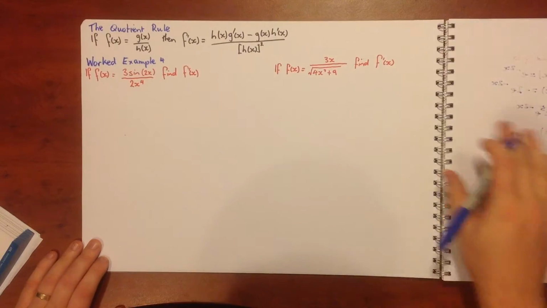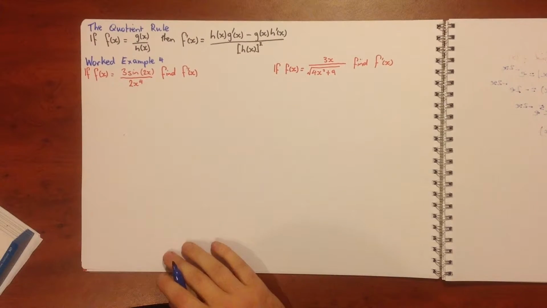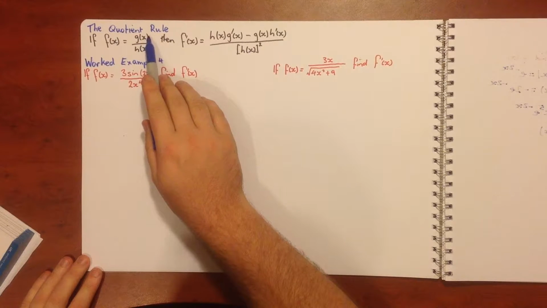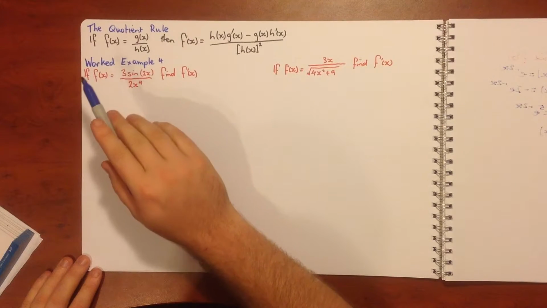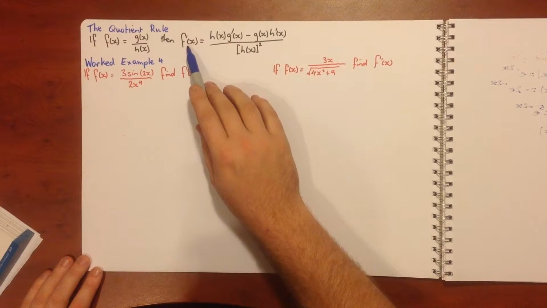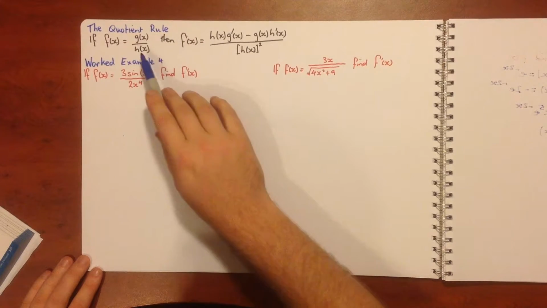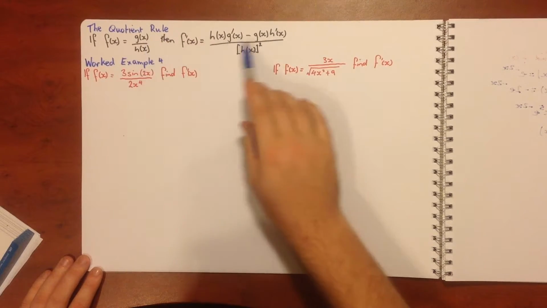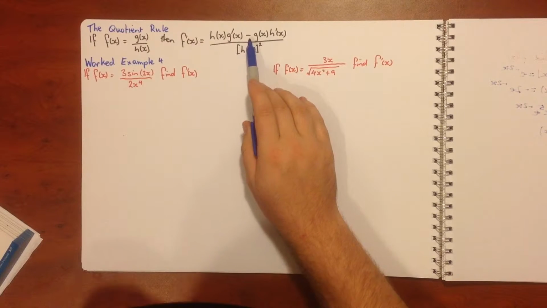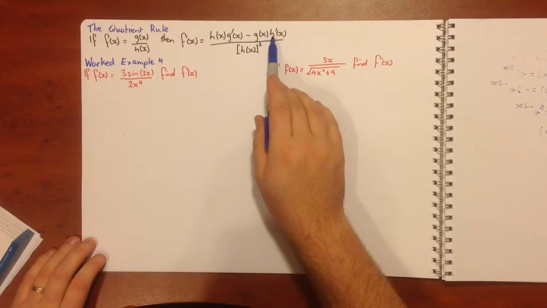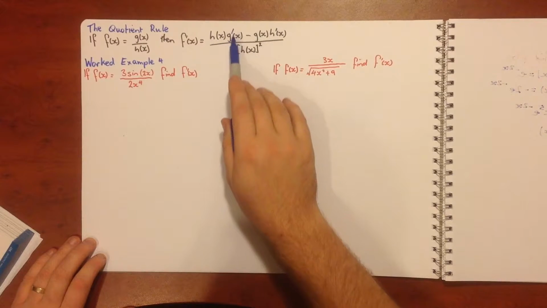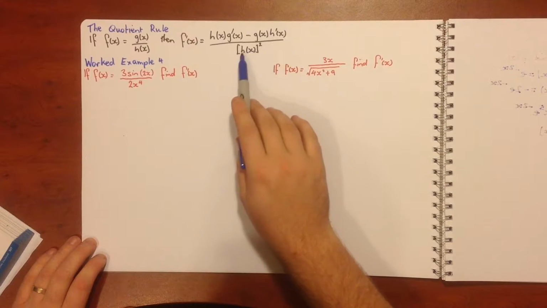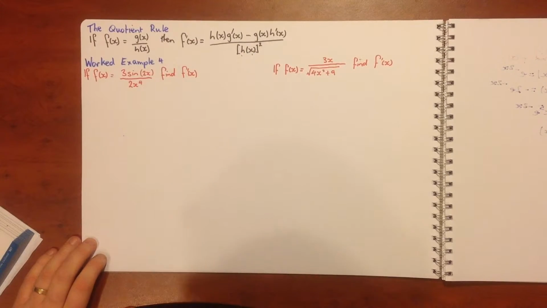Okay, moving on to the quotient rule. Quotient rule is for when we have f of x equals g of x on h of x. This rule is important, so we need to get the order right. It's f dash of x equals h of x, the one that's on the bottom, times the derivative of what's on the top, take away what's on the top times the derivative of what's on the bottom. This is important because g of x times h dash of x minus h of x g dash of x is not the same as this. If you muck up the order, you're going to be in trouble. And it's all over h of x squared, so your bottom function gets squared.